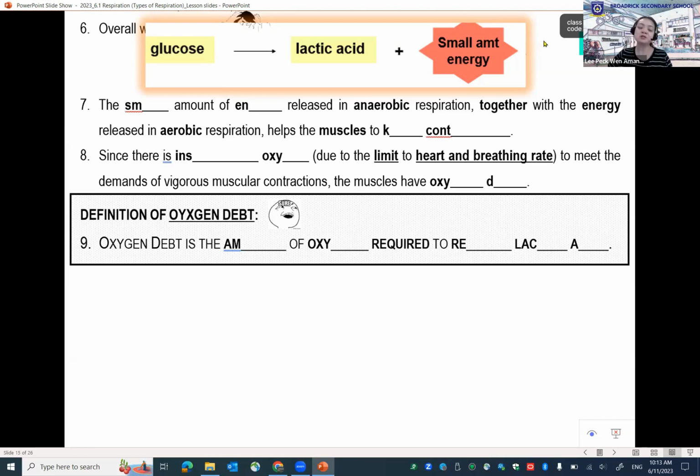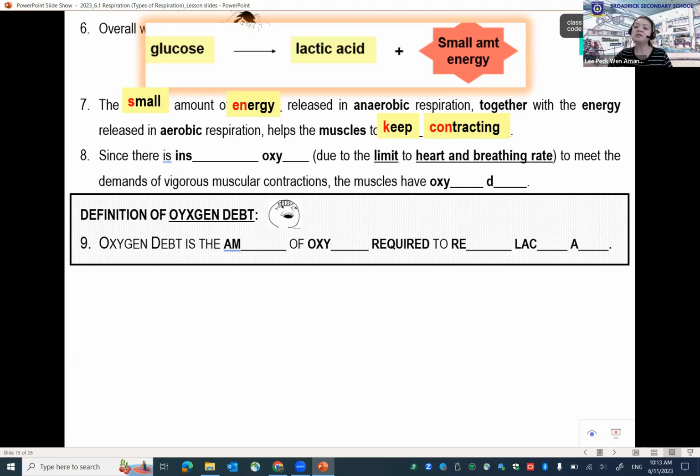What is important is to take note of point number 7, that this small amount of energy, although very small, is not insignificant, because together with the large energy produced by maximum aerobic respiration, your body can keep on exercising, therefore your muscles can keep on contracting.